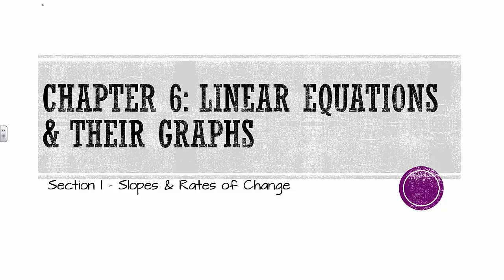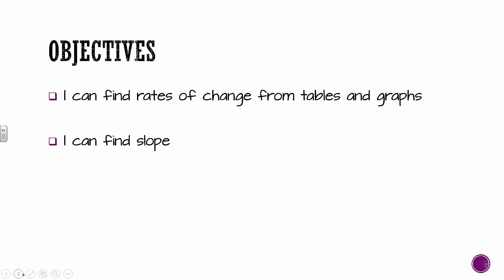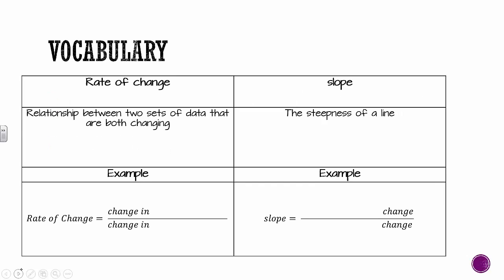Chapter 6, Section 1 is about slopes and rates of change. By the end of this lesson, you should be able to find rates of change from tables and graphs, and also be able to find the slope. So two vocab words, rates of change and slope. A rate of change is the relationship between two sets of data that are both changing. And the slope is the steepness of a line.